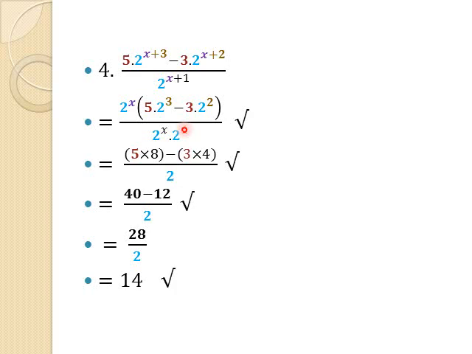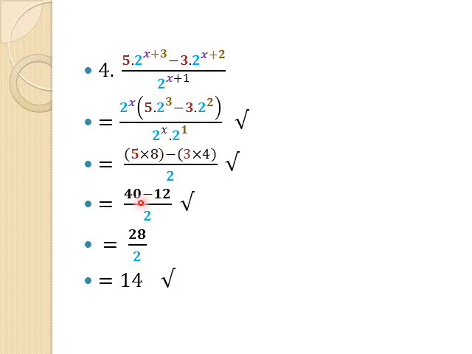Without fail, with these sums, whatever contains a variable will cancel with other items. So 2 to the power x and 2 to the power x cancel. So there I'm left now with 5. 2 to the power 3 is 8. So 5 times 8 minus 3 times, I assume you know 2 to the power 2 is 4. There 2 to the power x cancels. So I'm left with 2 to the power 1, which is simply 2.